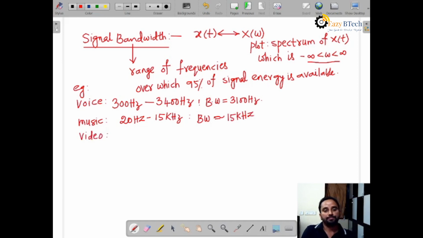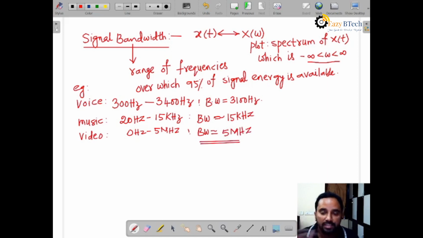And if you take a video signal, the frequency range of the video signal is 0 Hz to 5 megahertz, so the bandwidth of the video signal is 5 megahertz. Understand? Very simple. From what frequency to what frequency the signal energy is available, that range is called the bandwidth of the signal.